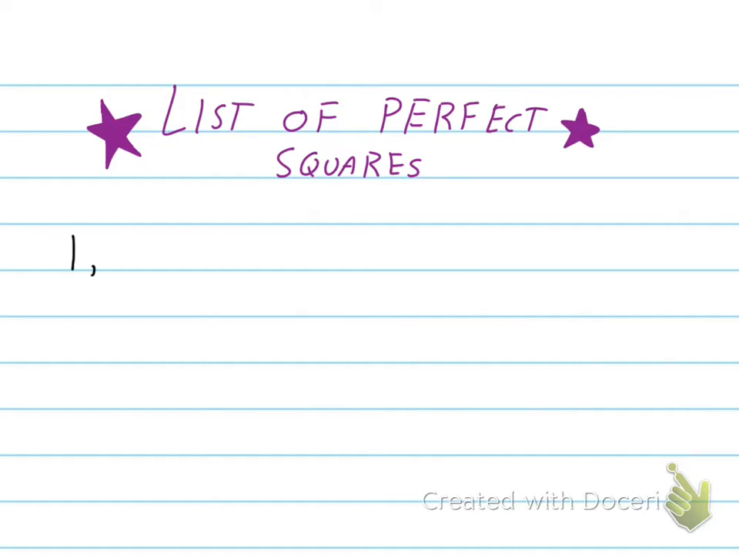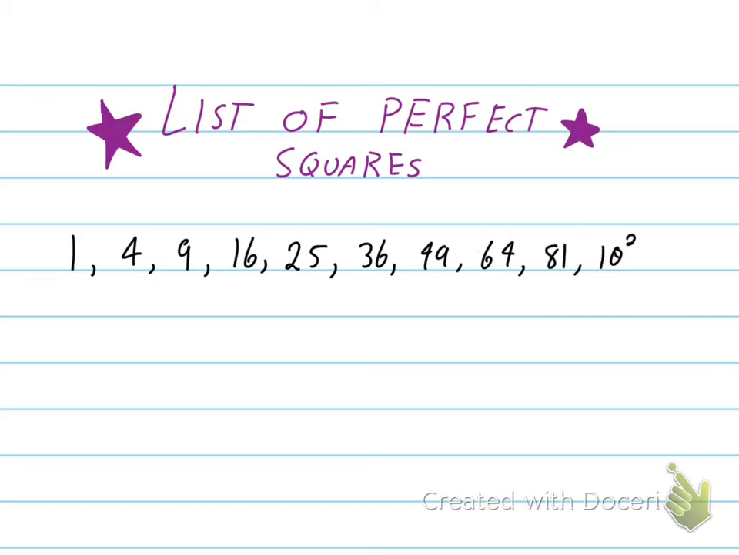1 squared is 1, 2 squared is 4, 3 squared is 9, 16, 25, 36, 49, 64, 81, 100. Those are the main ones. Also, 11 squared is 121, 12 squared is 144. Just good to have those two. Obviously, the list goes on and on forever. I would say if you know 1 through 12 squared, you're in pretty good shape.